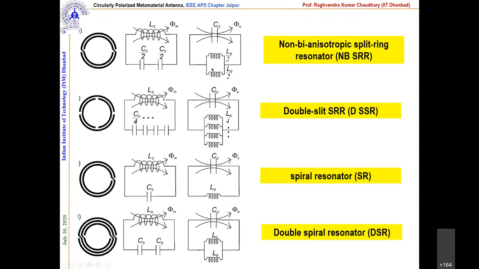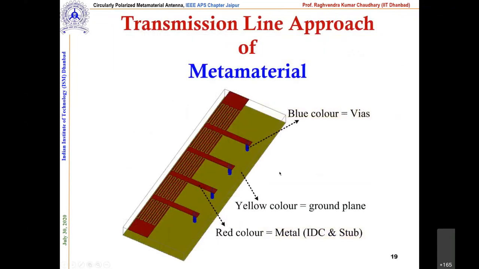So based on that, what kind of matching you want, and what kind of dominance, like inductive or capacitive coupling you want, you can manage with this. So it requires the basic idea. Now let us start with the transmission line approach of the metamaterial.